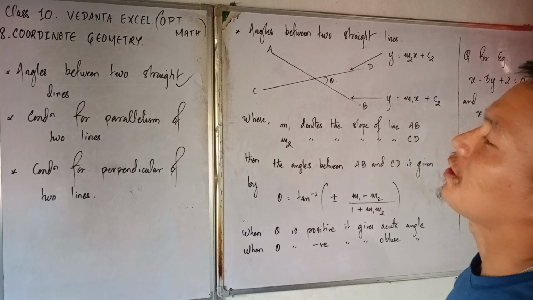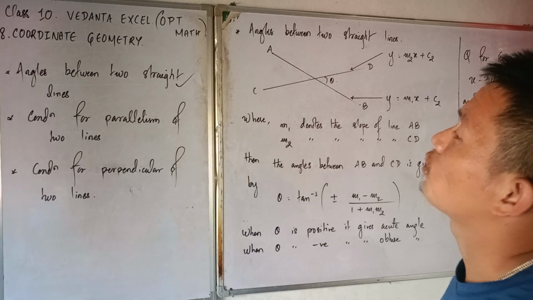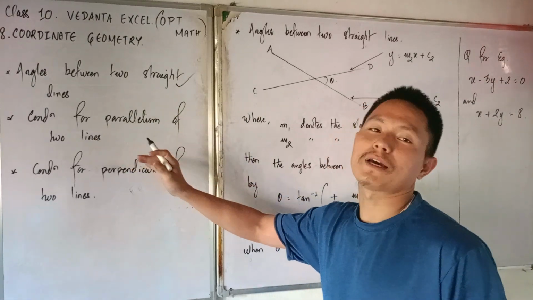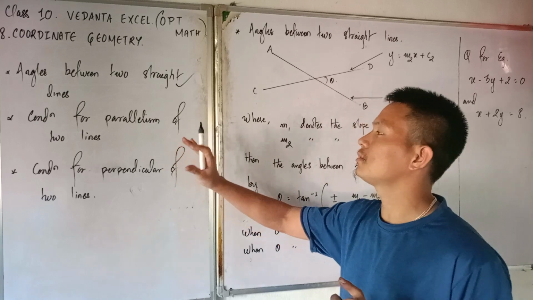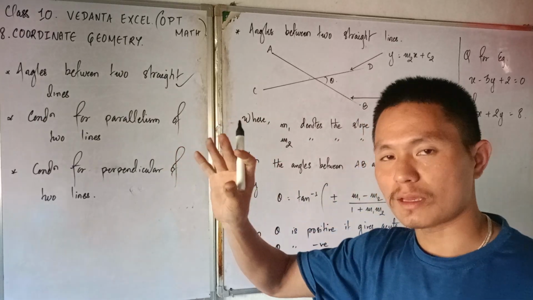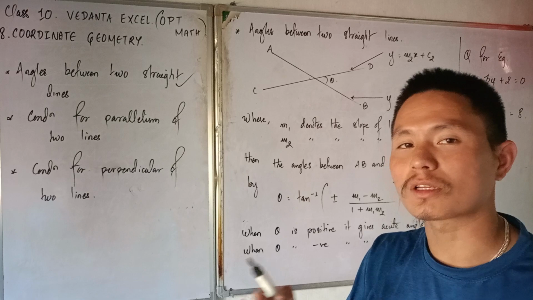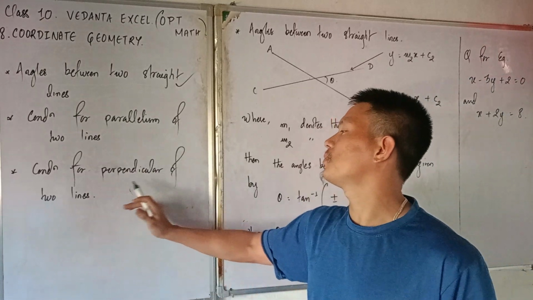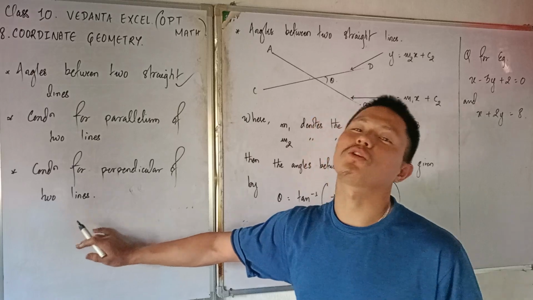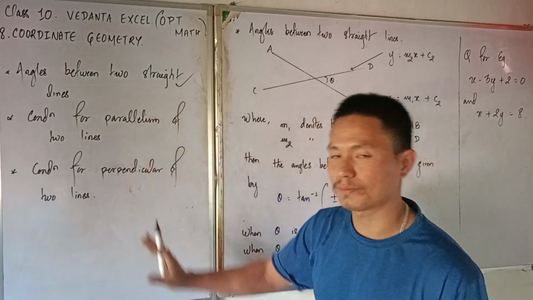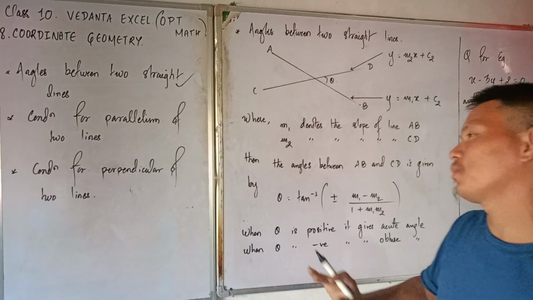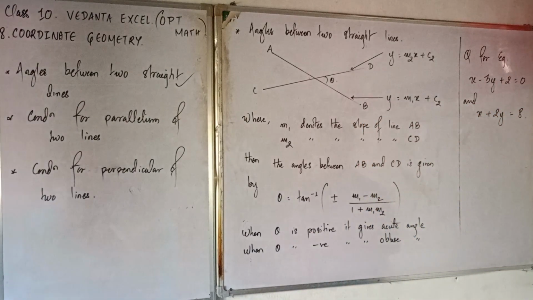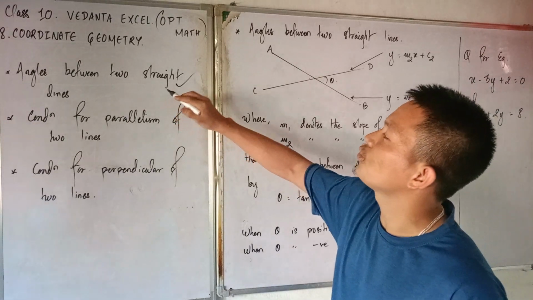So first, angles between two straight lines. First we are going to discuss the angles between two straight lines, then the condition for parallelism of two lines, that is, at what conditions two lines will be parallel, and the condition for perpendicularity of two lines. So we are going to discuss these three, maybe with suitable examples, okay? Now let's first discuss the angles between two straight lines.